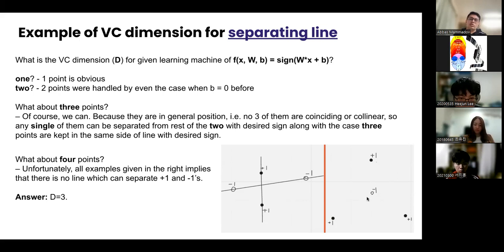You may also ask why we are not considering the case that this point is on the line of the positive points. We can't consider that case because we are assuming that the points are always in general position. So in the plane, there are no 3 points that are collinear, or in the same line. So we are done with the separating line case as well.